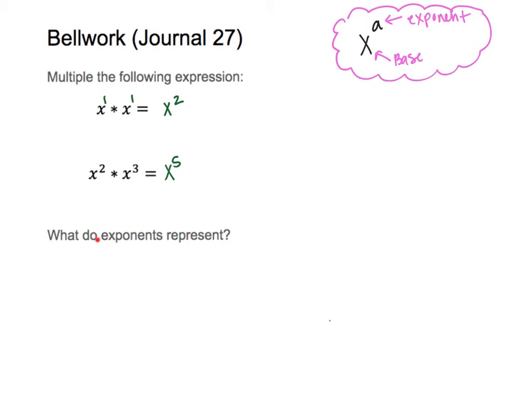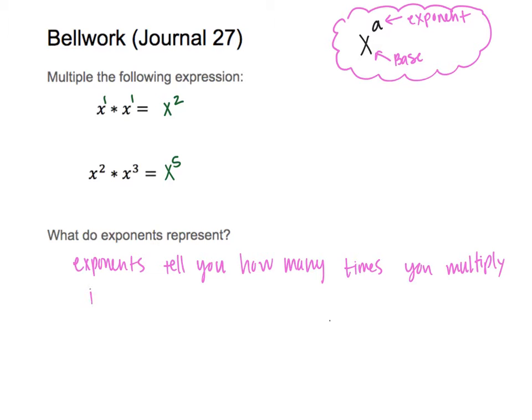So essentially, exponents are telling you how many times you are multiplying the base by itself. So in this case, you're multiplying x 5 times. So exponents, I'll just write down here, tell you how many times you multiply itself is my short definition.